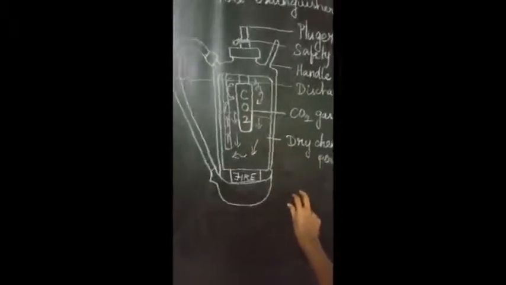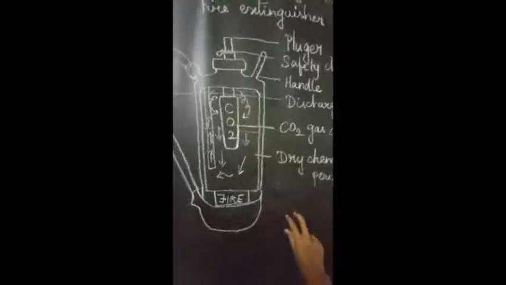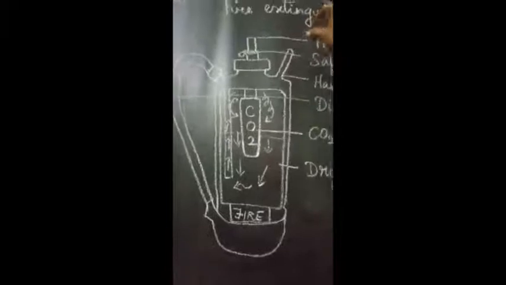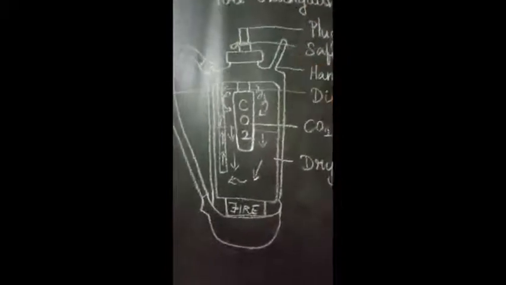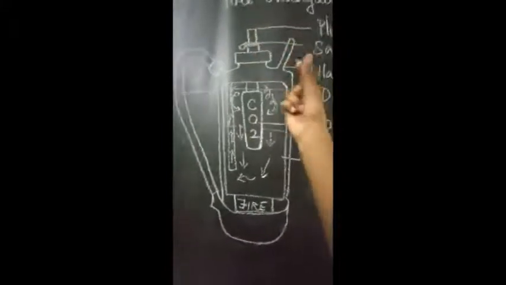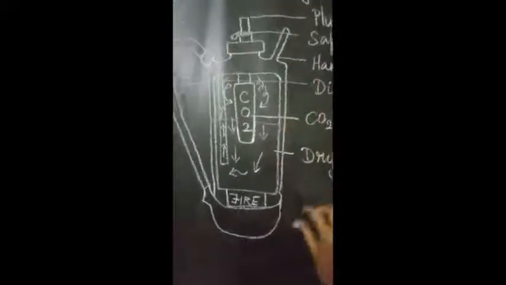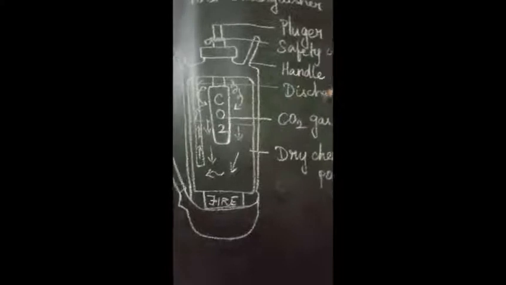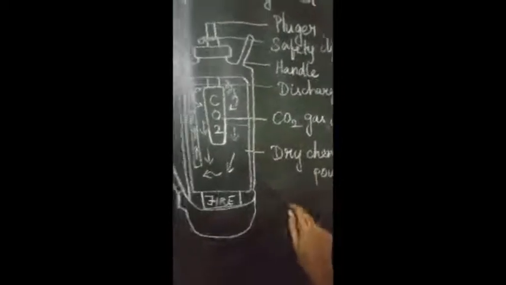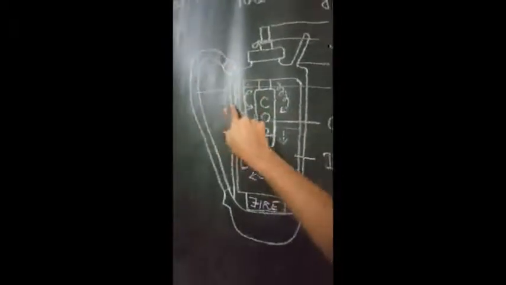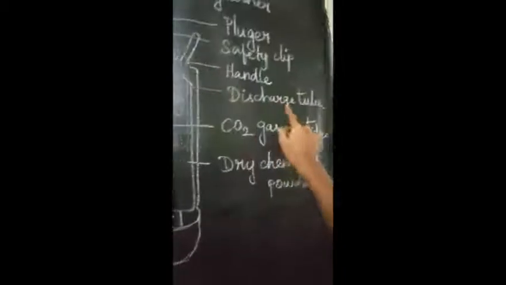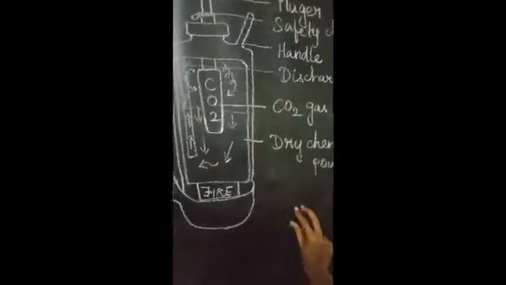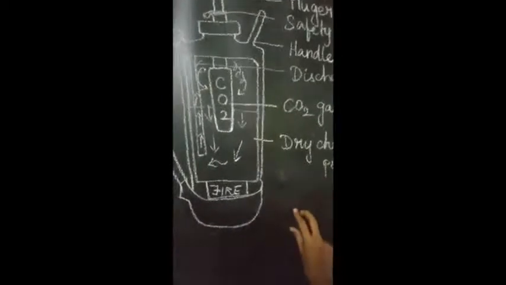If we take this structure, this is the plunger, on the top, the cap-like structure which is covering it, and then the safety clip. The safety clip is a clip-like structure that holds it tightly, and then there is a handle which is used for carrying it anywhere. And then the tube outside is called the discharge tube. For what purpose? For discharging the gases inside. The gases will be discharged only through that.